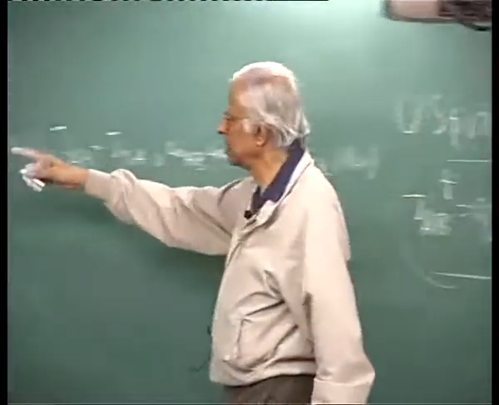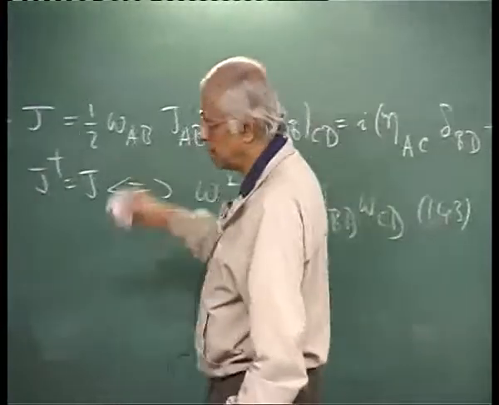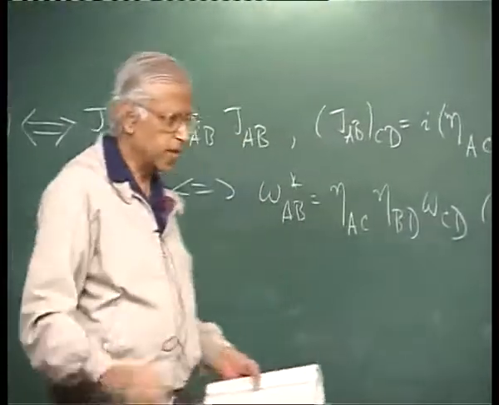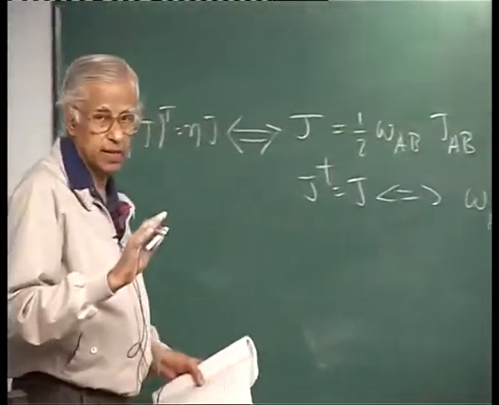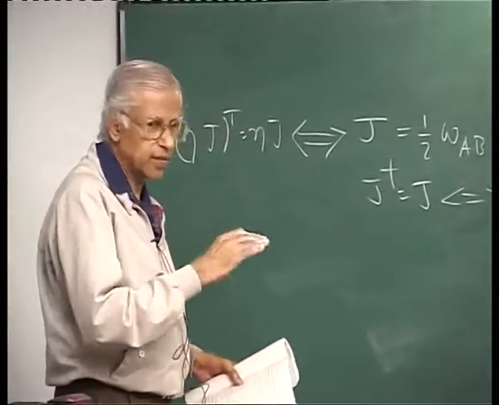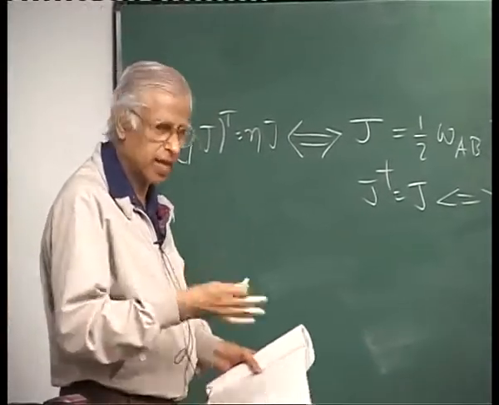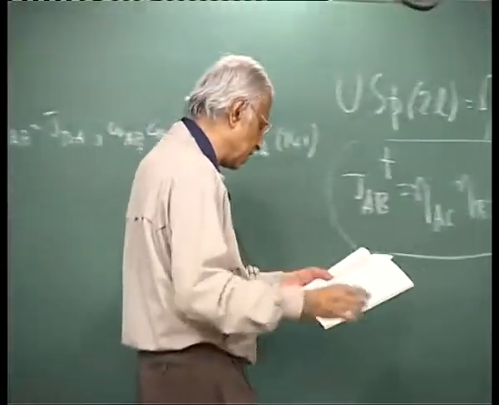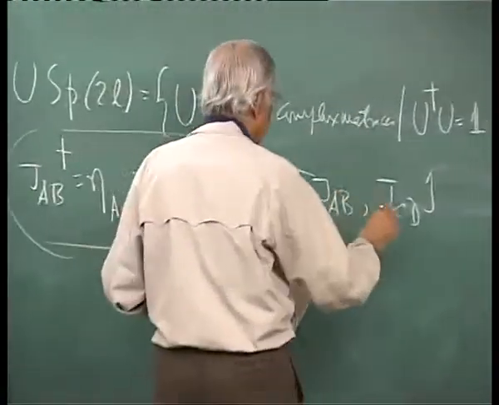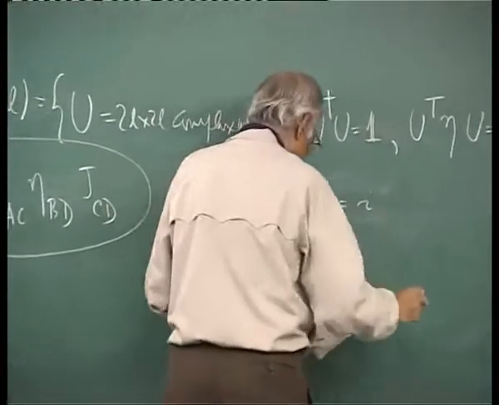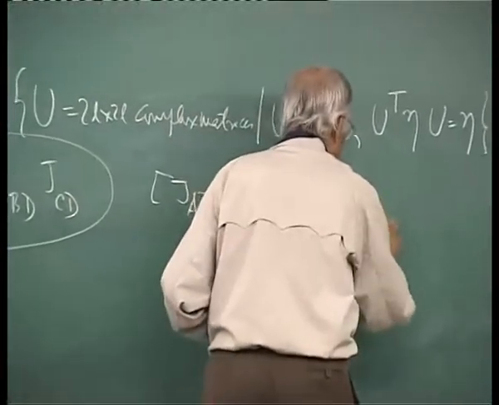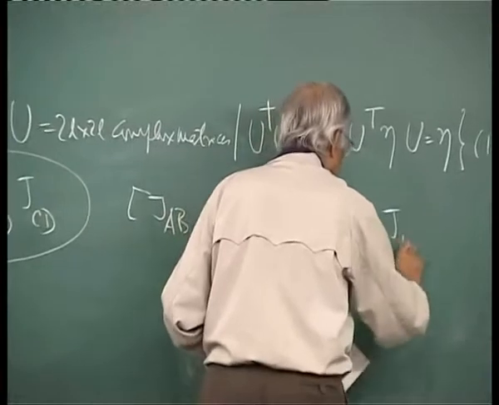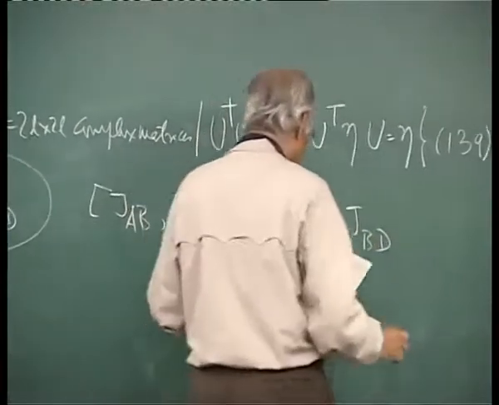You can take two of these matrices, JAB and JCD. So please remember, they are not Hermitian. They are not the basis for the real Lie algebra of this group. We still have work to do to arrive at a real, a Hermitian set of generators. But there is no harm in calculating now itself what the commutation relations are.